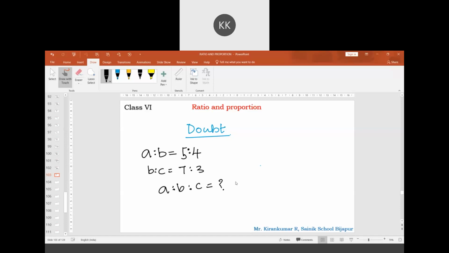Sir, we can make it by multiplying A into B and B into C, sir. The answer is 35 ratio 28 ratio 12, sir. Why do you do it like this? We multiply first A into B, then B into B, then B into C, sir.